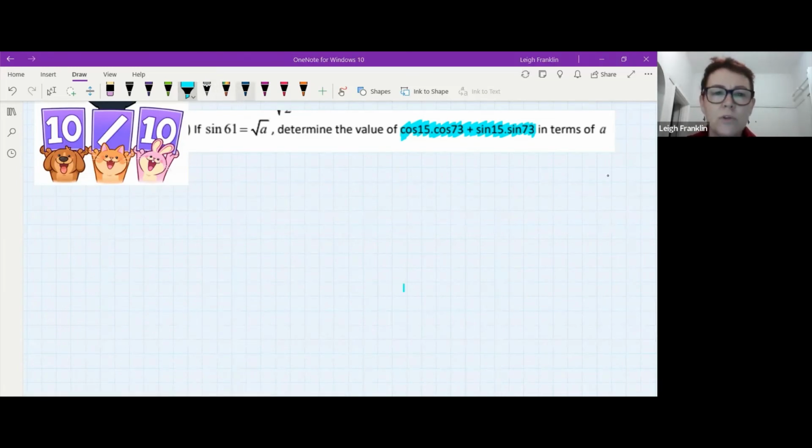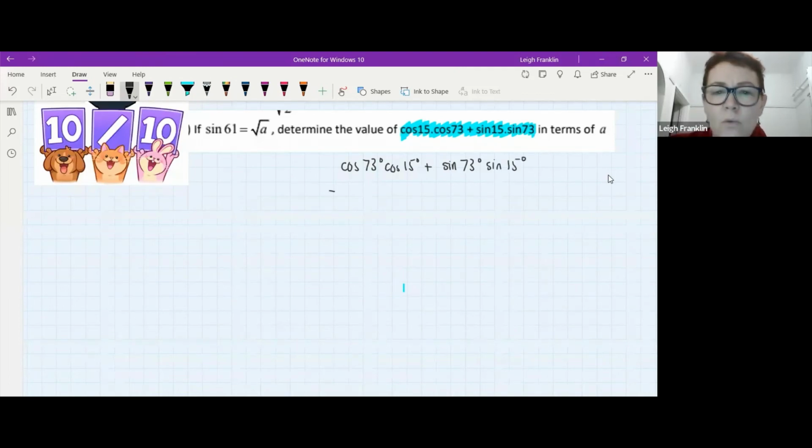All right, now, something I want to point out to you. They've been a little bit sneaky with this question. Can you see how they've written cos 15 and then cos 73, and then sine 15 and then sine 73? So we're going to switch the cos 15 and the cos 73 around. We're allowed to do that because a times b is b times a. The order in which we multiply two things doesn't matter. So let's rearrange and write that as cos 73 cos 15 plus sine 73 sine 15.